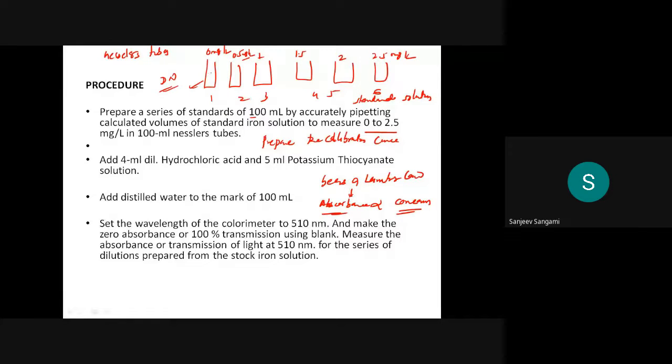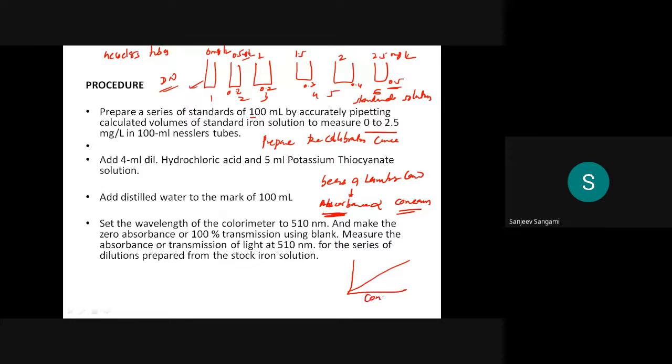I'll prepare the standard solutions, then take the samples at 0, 0.5, 1, 1.5, 2, 2.5 milligram per liter, place them in the spectrophotometer, and measure the absorbance. For example, for 0.5 milligram per liter, I may get 0.1; here I'll get 0.2, here 0.3, here 0.4, and here 0.5. It means the concentrations you have prepared are correct, and I should get a graph like this.